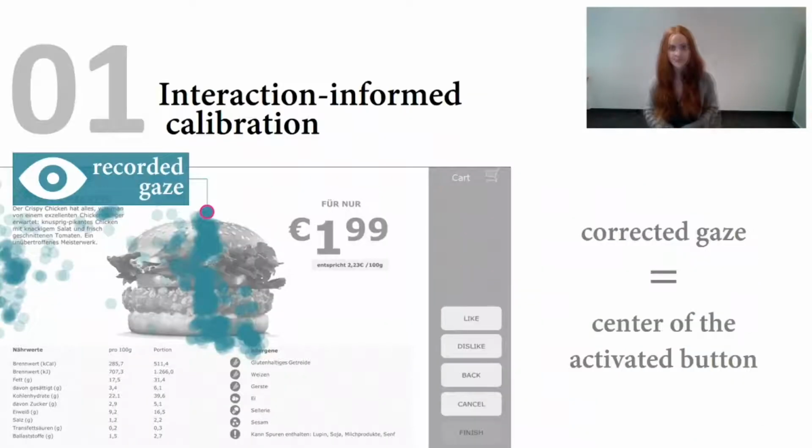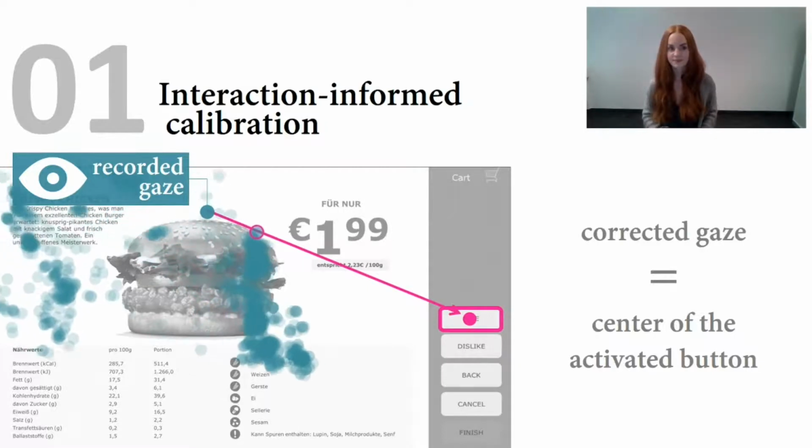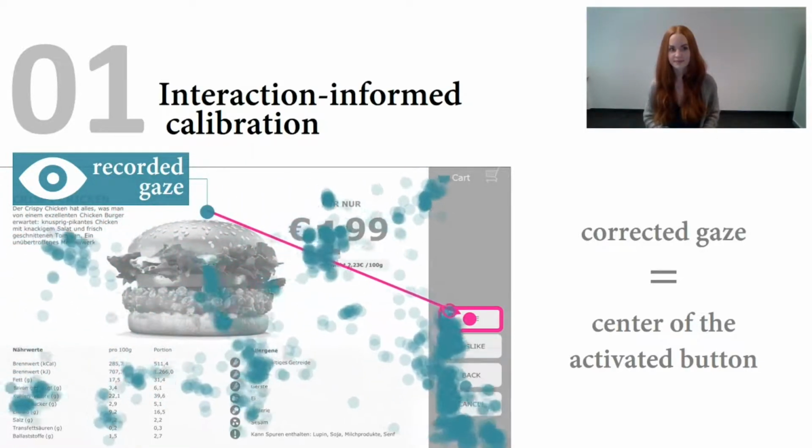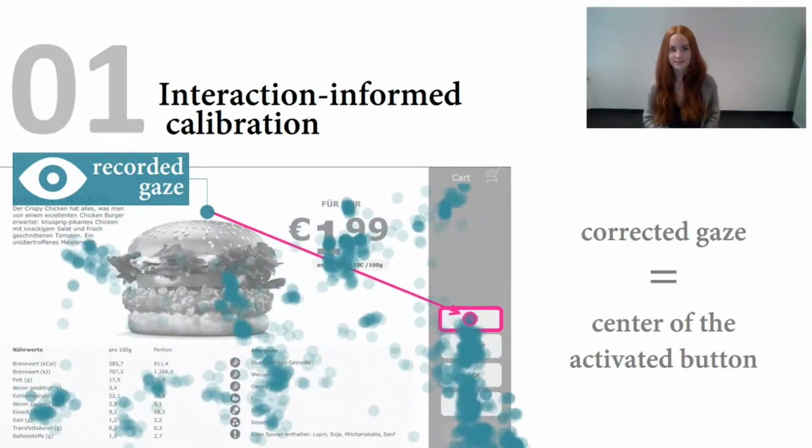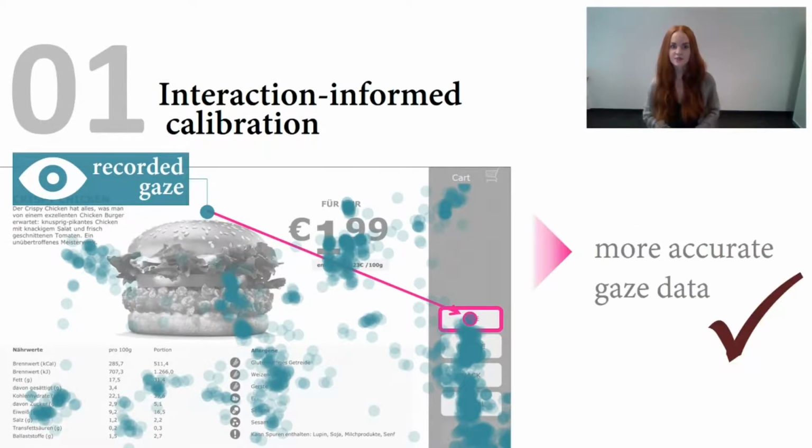The first calibration strategy that we tested is based on the assumption that users look at interaction elements when they click them. It therefore matches the gaze with the center of a pressed button. This effectively improved the collected gaze data.